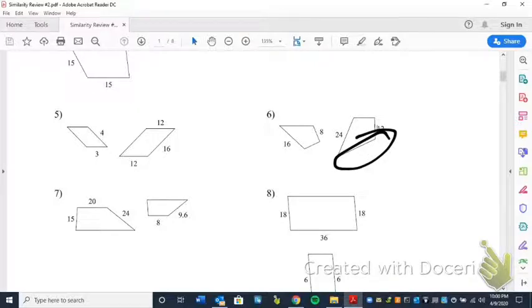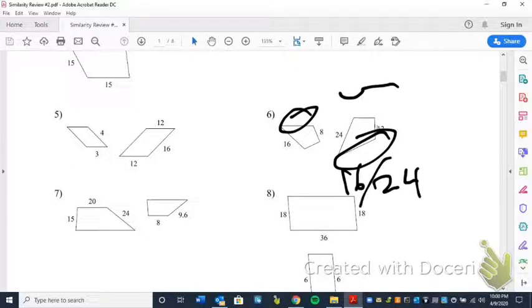Some of these are trickier, like this one right here, number 6. You have to flip it over and shift it because this side and this side are the same. So your ratio is going to be 16 to 24, which turns into 2 to 3.